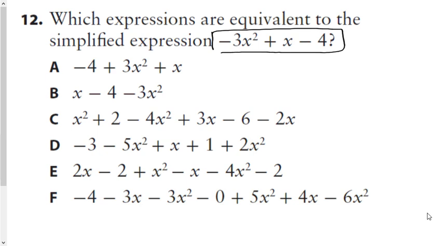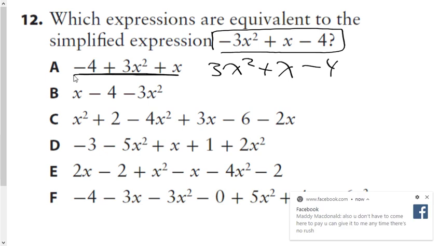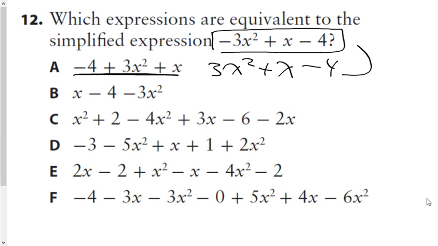So if you look at the first one, I have 3 terms. They are not arranged in descending degree of terms, so I'll rearrange them. My positive 3x squared will go first. My positive x will go second. My negative 4 will go third. And when I compare it, they are almost identical, right? They are not equivalent, however, because this coefficient is negative 3 and this coefficient is positive 3. So we can say that those two are not equivalent expressions.